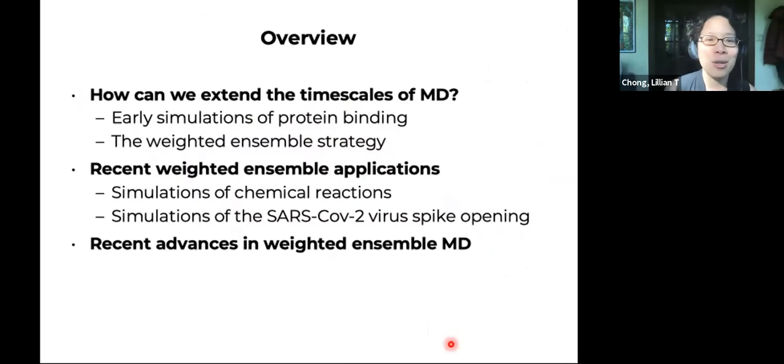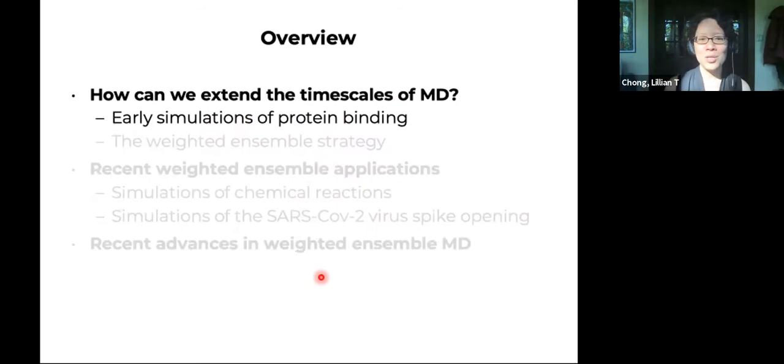So this is the overview of my talk today. I'm going to start by just talking about my journey in terms of extending the timescales of MD, starting with these early simulations of protein binding when I first started up my lab, going into the weighted ensemble strategy, and then presenting 2 applications recently of weighted ensemble, including chemical reactions and the opening of the spike protein. And then finally, I'm going to wrap up with some recent advances that we've made to the weighted ensemble strategy.